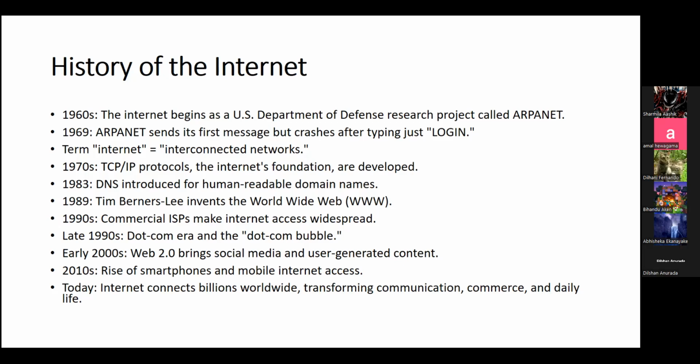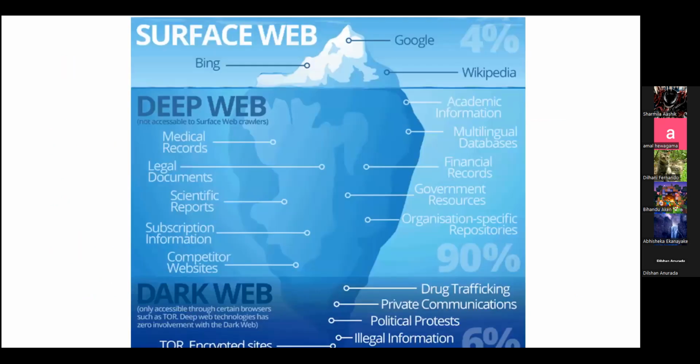And today, there are about 6 billion people, around 75% of the entire global population, connected to the internet. This is projected to grow to 90% by around 2030, to 7.5 or 8 billion people. So it connects billions of people and transforms communication, commerce, and our daily lives. So this is an overview of the internet, right?